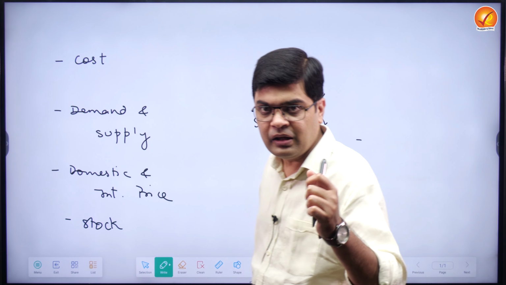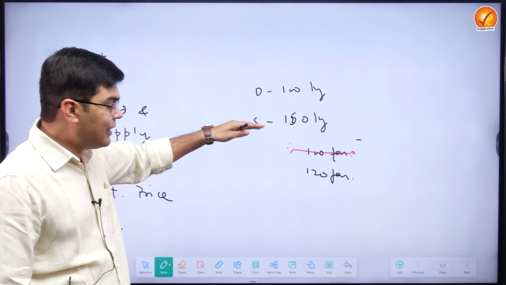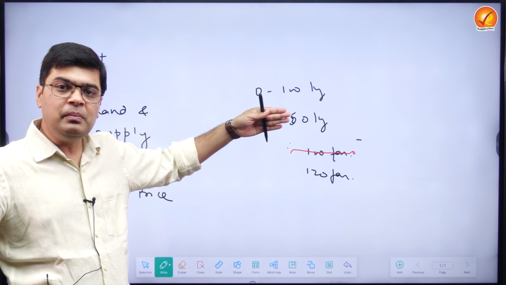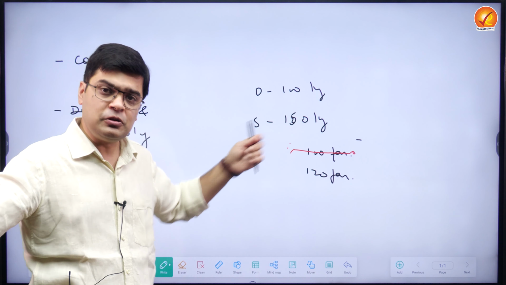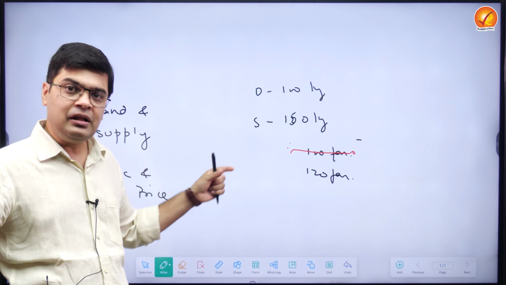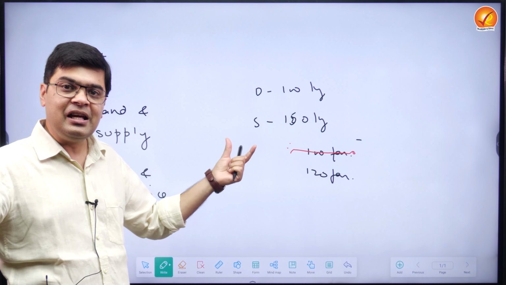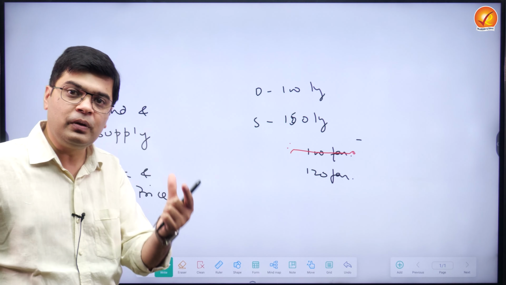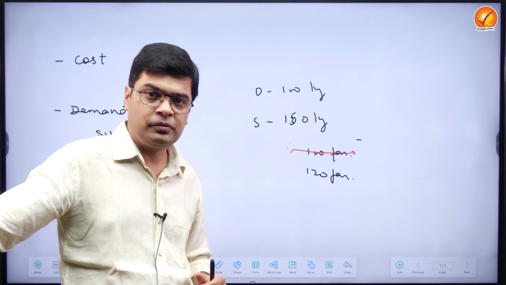So if already we have a market which is oversupplied, government may not announce a very high MSP. If there's a shortage, then in that case the government may increase the MSP so that the farmers are encouraged to produce more of these crops.